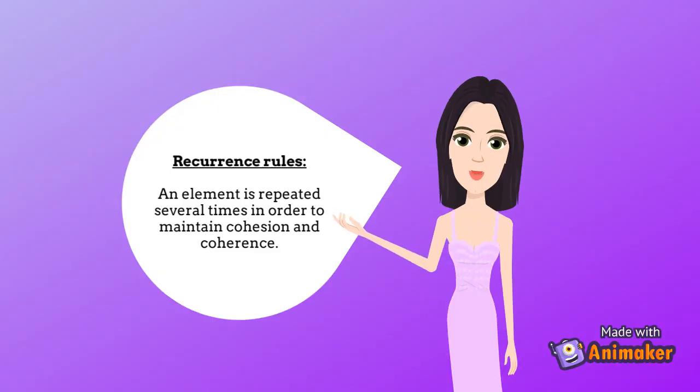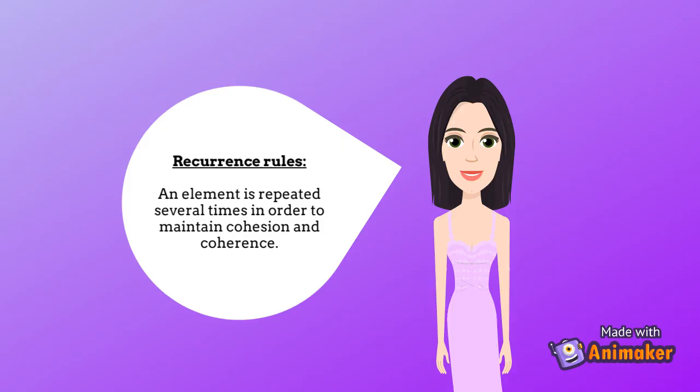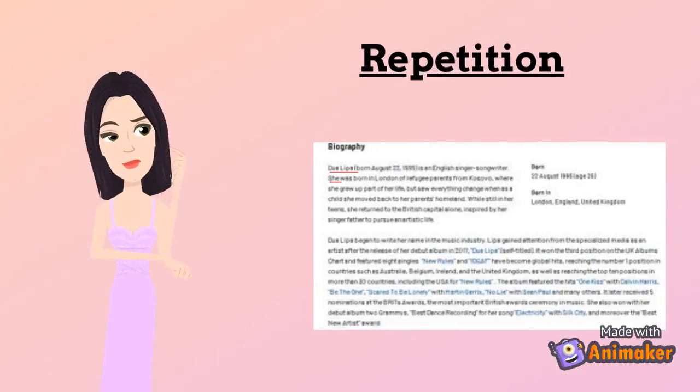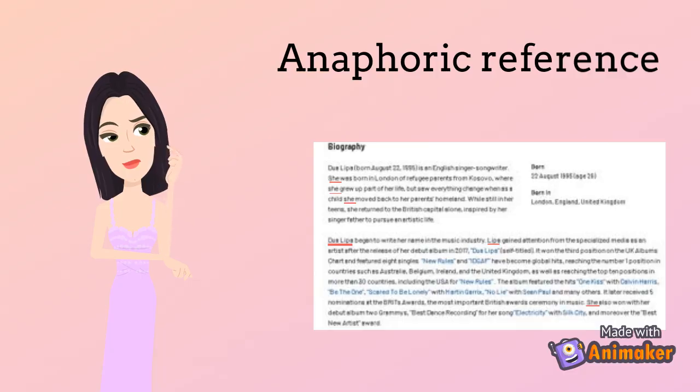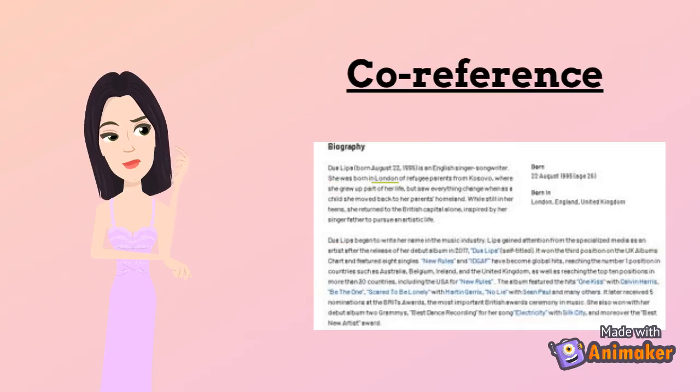In text, we can find recurrent rules, which occur when an element is repeated several times in order to maintain cohesion and coherence. In our text, we can identify some of them, such as the way they mention the artist in different parts of the text. This corresponds to repetition, which happens when an element reappears in the same form in different places in the text. Another reference rule that we can appreciate is the anaphoric reference. As we can see, one unit is being used to name another one that has already been mentioned, like the pronoun she referring to Dua Lipa. We can also identify the use of co-reference when the author refers to London as the British capital.